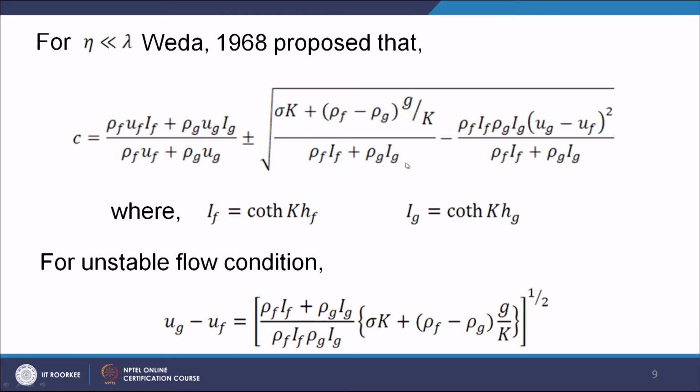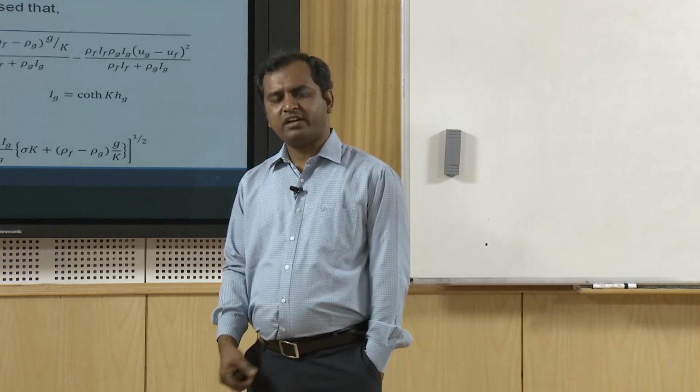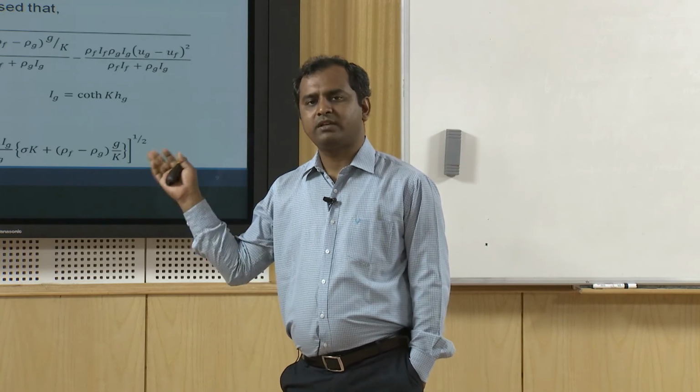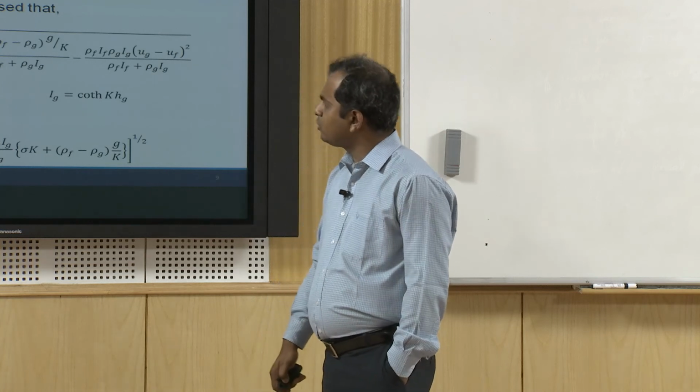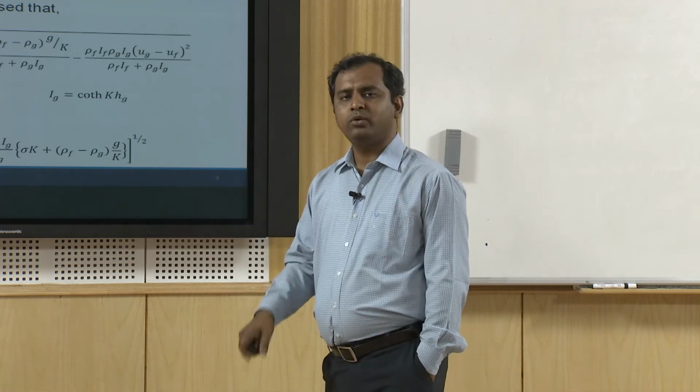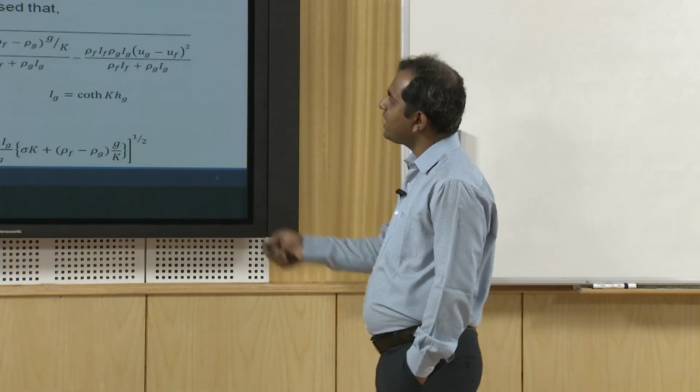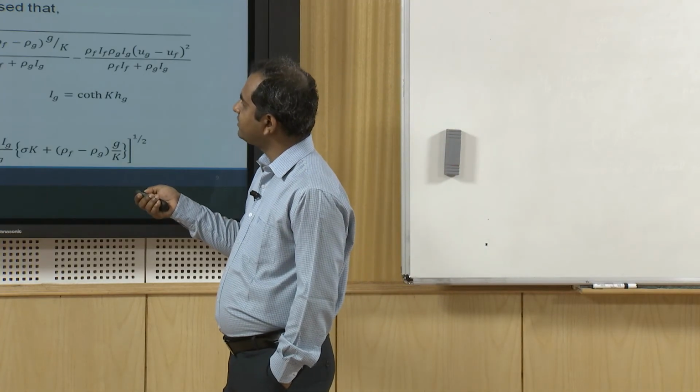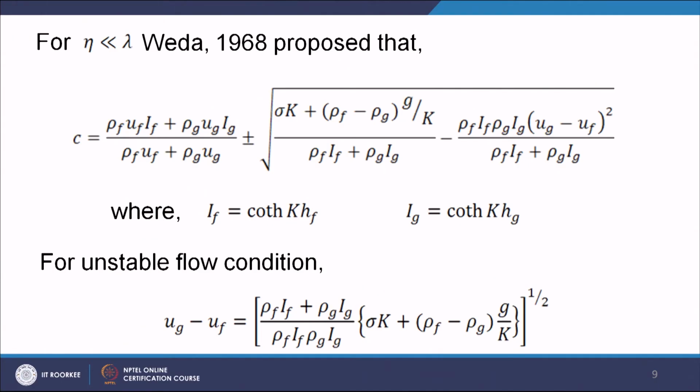if plus rho g ig, minus rho f if rho g ig into (ug minus uf) whole square divided by (rho f if plus rho g ig). So, this is actually an equation of a quadratic nature. From there he has found out the roots. Anyhow, we will not go into the detail of that, but using this we will try to prove the extreme limits. By the way, I have not mentioned that if is nothing but coth of k into hf, where hf is the height I have shown in the previous figure, and ig is equal to coth of k into hg.